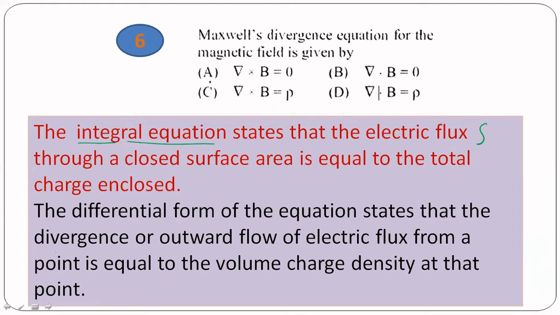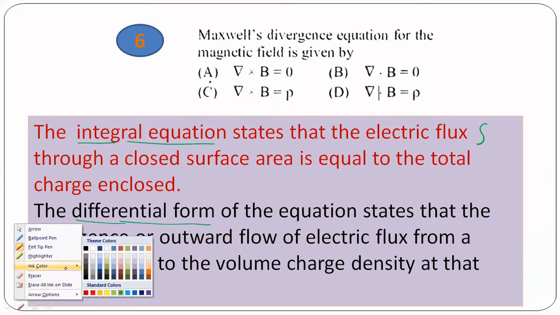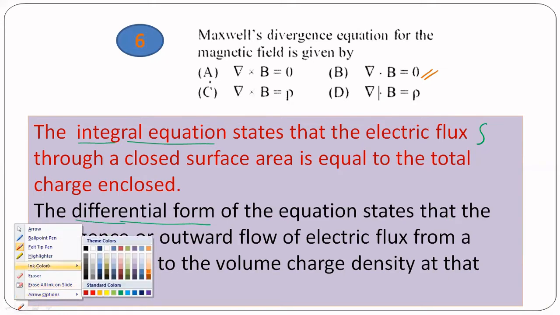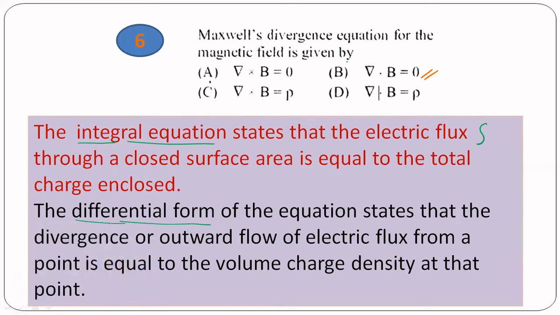point. Now, whenever we apply this differential form, or whenever we differentiate the available equation for del and B, once we differentiate it, we shall get the answer as del dot B is equal to 0. So, in differential form, whenever we solve the equation, option B we are going to get.